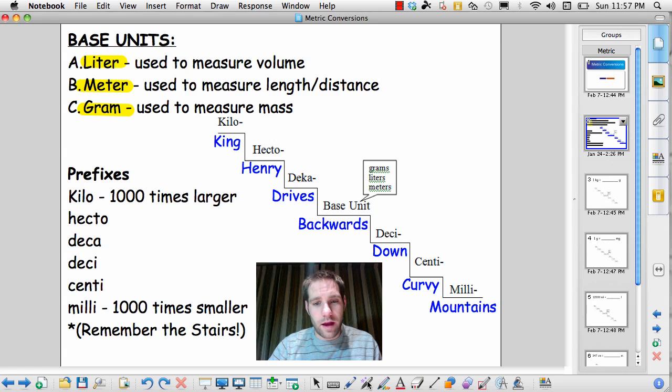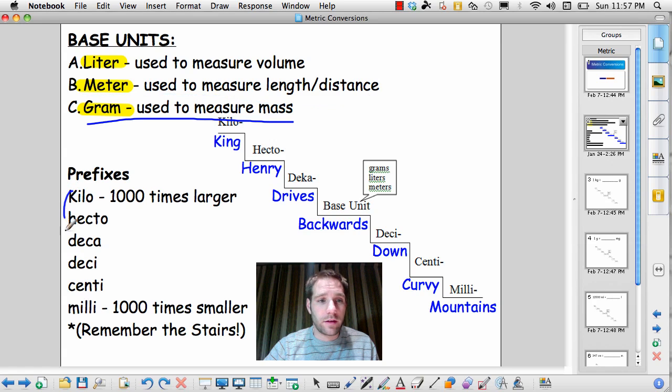So like I said, we had our base units that we're using to measure things with. The liter we use to measure volume of a liquid with. We'll use a graduated cylinder to kind of measure that out. Meter we're going to be using to measure some sort of a length or a distance measurement, and we use a balance to measure mass in grams. Now we also have these prefixes.